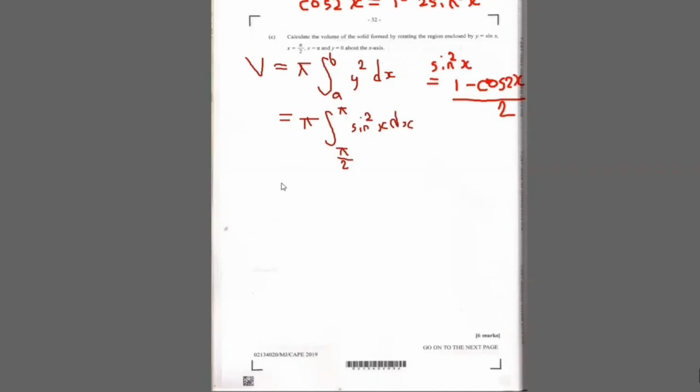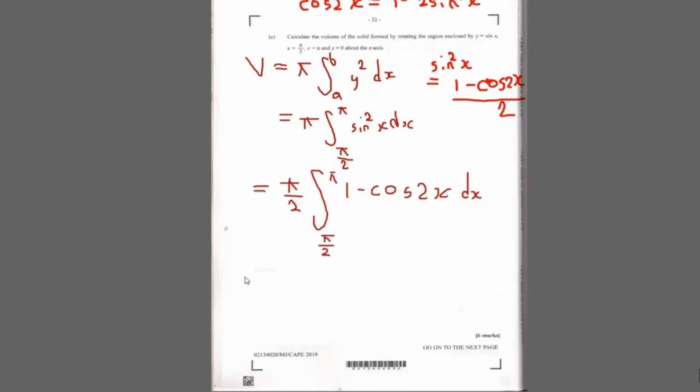Nice. So all we're going to do is make that substitution. So the volume is now equal to, I'm going to factor out a half and write it as pi by 2 times the integral of 1 minus cos 2x dx. And don't forget that we're integrating from pi by 2 to pi. So now you may proceed and do this.